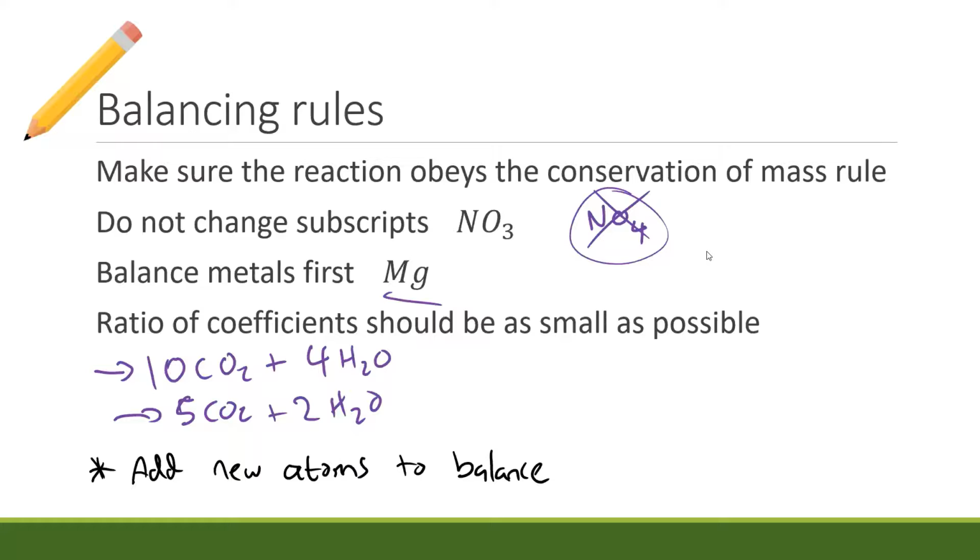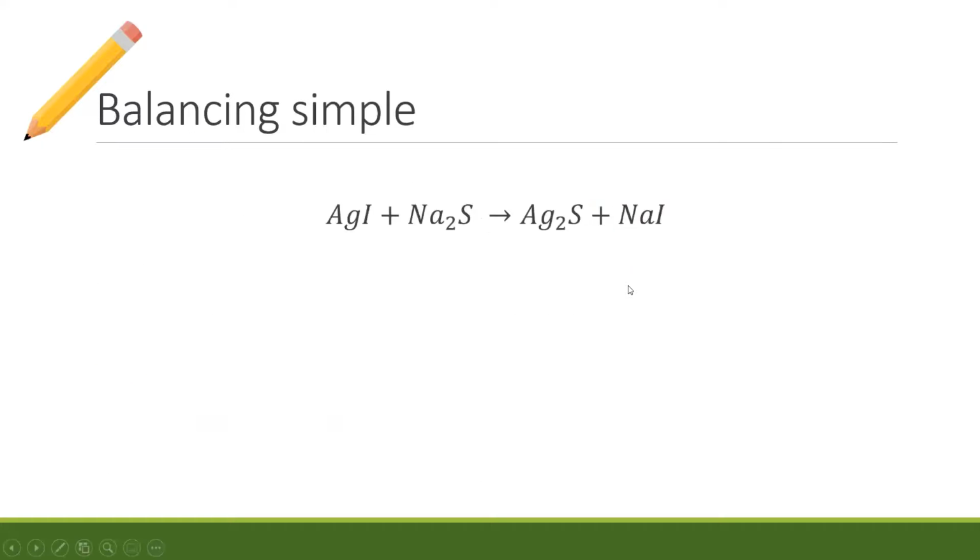Let's power on then. We're going to do our very first balancing act. We're going to do a couple: two easy ones and one harder one. We're going to do this one first. I haven't put states on this, it doesn't matter too much. Can I get you to write down this formula here? AgI plus Na2S goes to Ag2S plus NaI. It's an I, not an L.